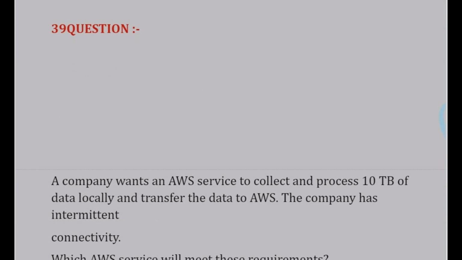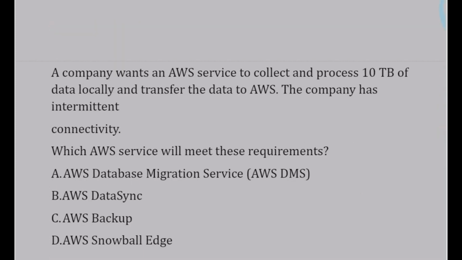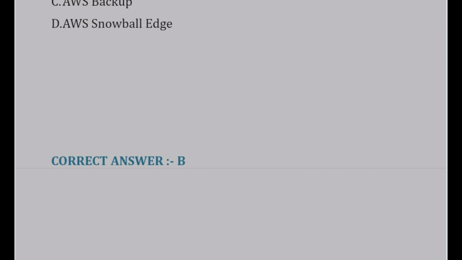Question is a company wants an AWS service to collect and process 10 TB of data locally and transfer the data to AWS. The company has intermittent connectivity. Which AWS service will meet these requirements? Option A AWS Database Migration Service, AWS DMS. Option B AWS DataSync. Option C AWS Backup. Option D AWS Snowball Edge. Correct answer is option B.